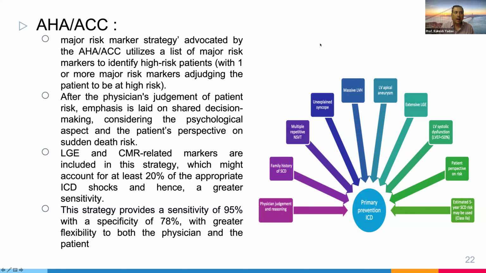Major risk markers include: established 5-year SCD risk, patient perspective, LV systolic dysfunction, extensive LGE, LV apical aneurysm, massive LVH, unexplained syncope, multiple repeated NSVT, and family history of sudden cardiac death. So if any one of these is present, it is a physician judgment, and he should discuss with the patient and relatives, with shared decision making, regarding putting in an ICD.